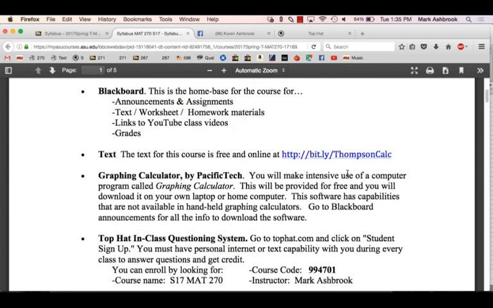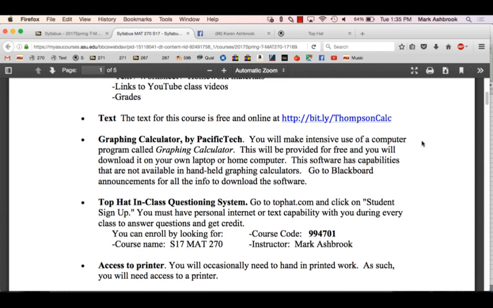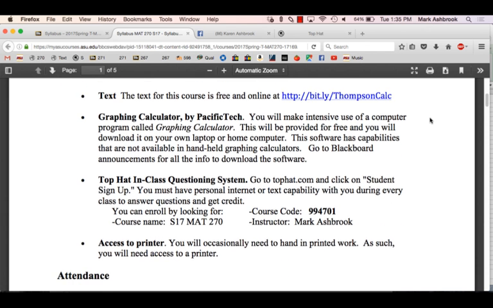Okay, she is your best friend in this course. Okay, you've already found Blackboard. You found the text, okay? There's a link in case you haven't. Okay, GC, you should have loaded GC onto your laptop.